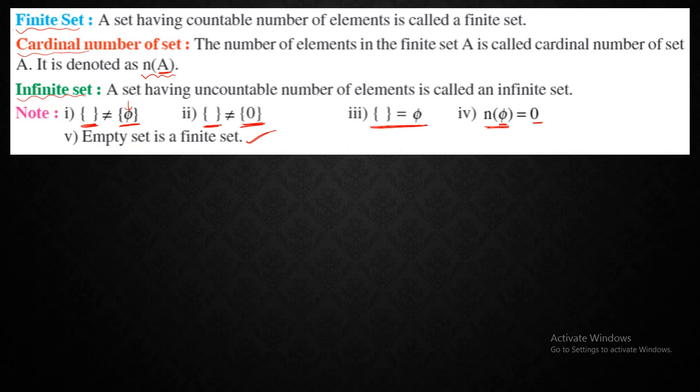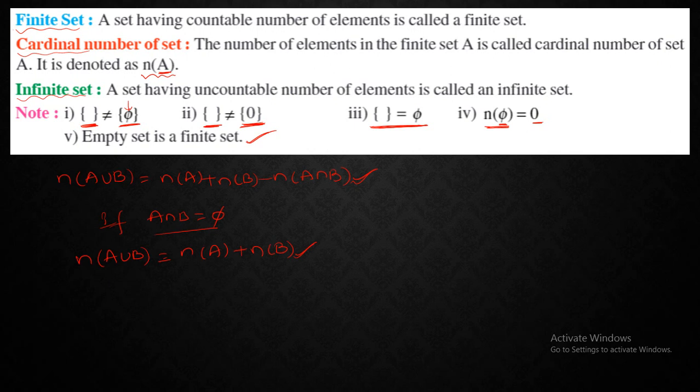Likewise, we have some formulas which we can use in this chapter. n(A union B) is represented by n(A) plus n(B) minus n(A intersection B). If A intersection B is equal to the empty set, then directly I can say n(A union B) is equal to n(A) plus n(B). These two formulas we are generally going to use to solve the problems.